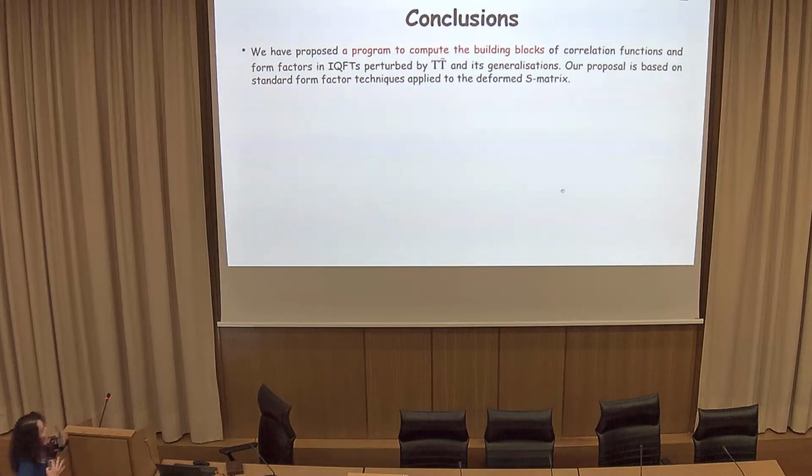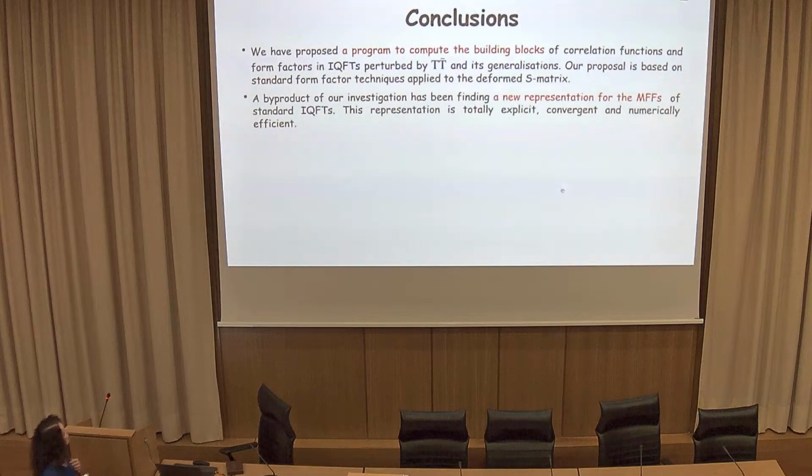In summary, we propose a program to compute the building blocks of correlation functions, the form factors, in a model perturbed by TTbar. Along the way, trying to understand things, we found this new representation for the minimal form factors. I should say that this was quite a surprise for us, for me in particular, because I worked on this for a long time. These form factor representations have been known for nearly 50 years, and yet somehow we managed to write it in a different way, which is numerically very efficient, more than the representations people have used so far.